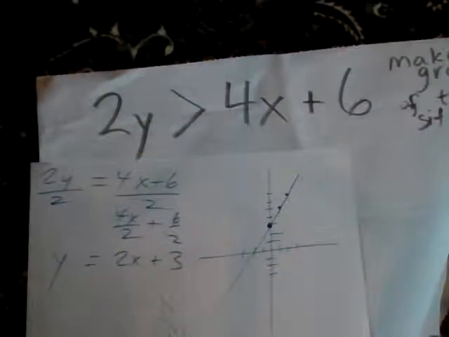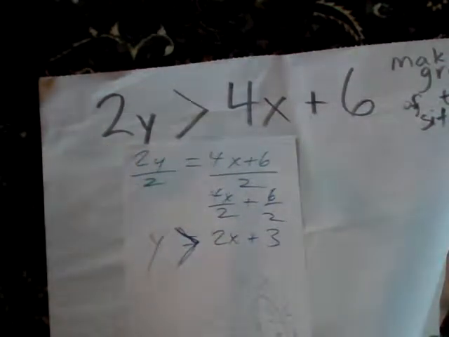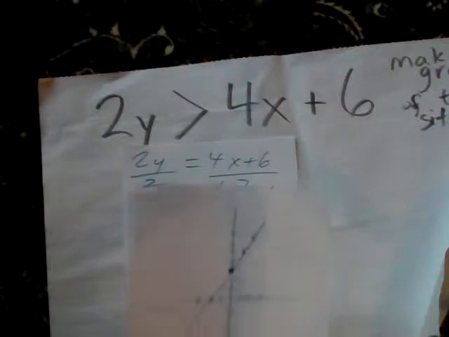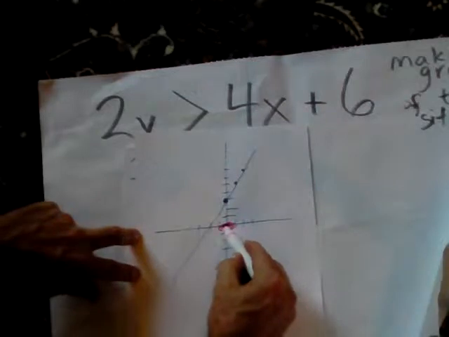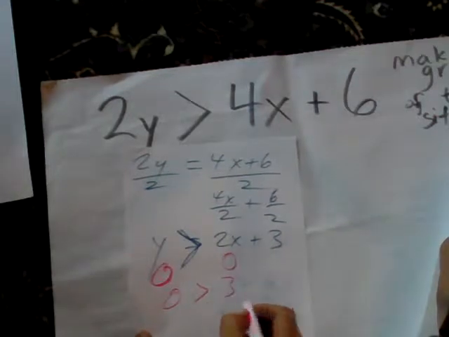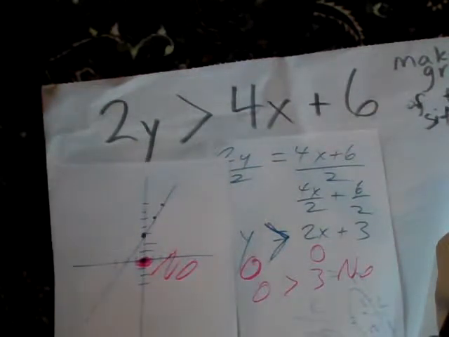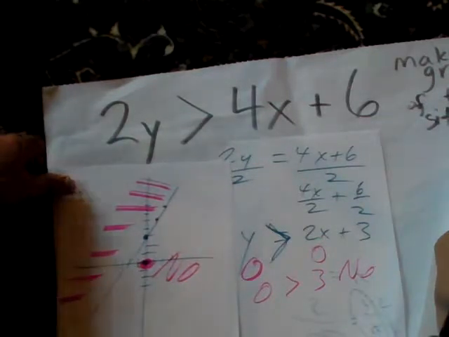Remember it was greater than? We're going to decide by changing this part. And remember that favorite point to test? We're going to test this point right there. That point's number is 0. It's greater than 0. So we're saying 0 is greater than 3. No. So we have to say no on this side, so we have to shade the other side.